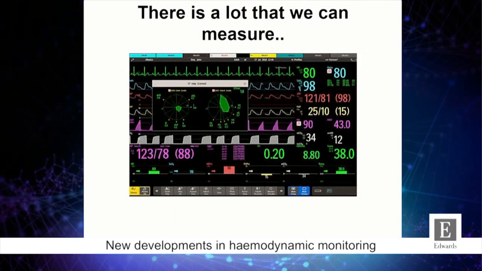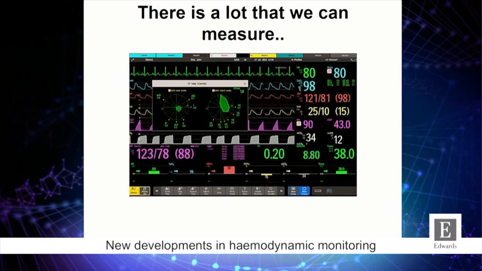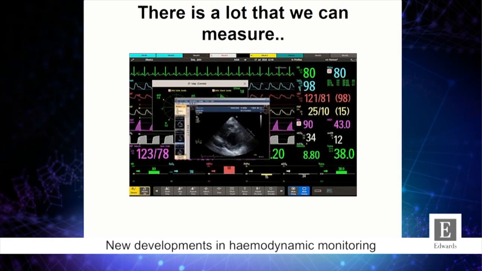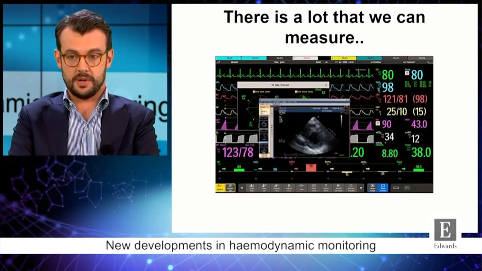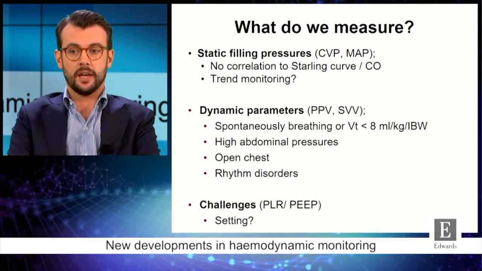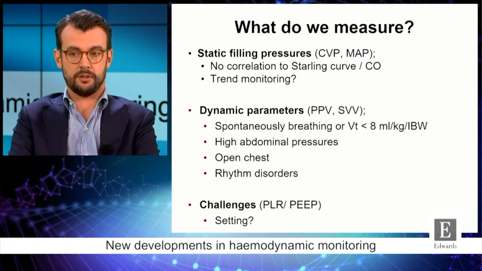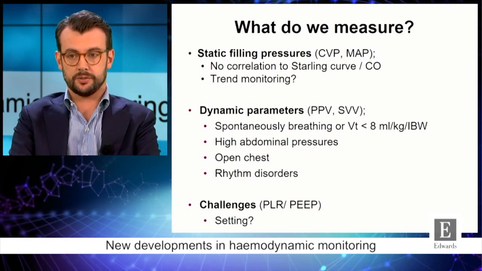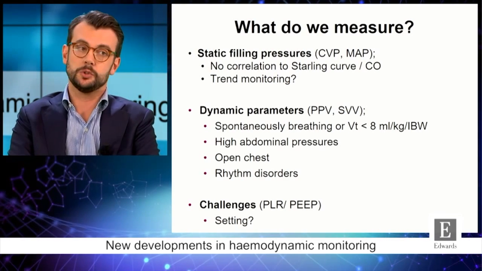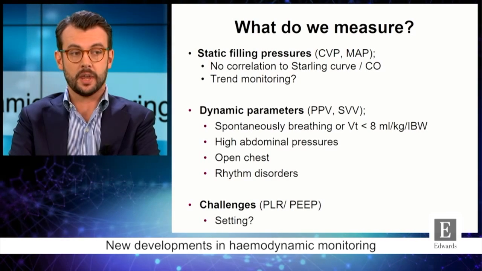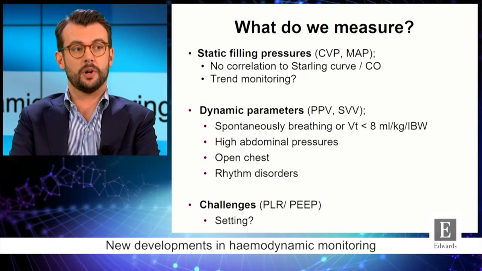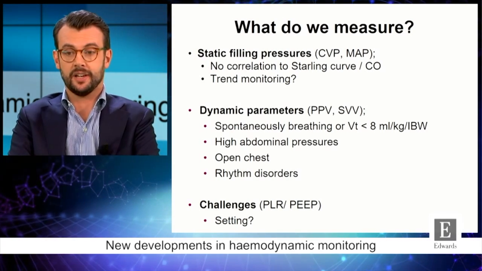And there are a lot of tools out there that can support us doing this. So again, we can look at about everything, and we can make it as complicated as we want, adding ultrasound to this and to the other measurements we already have. So going through the list of things we have available, let's start off with the things we measure every day. Static filling pressures, central venous pressure, mean arterial pressure. They actually show no correlation whatsoever to the Starling curve. So can we use them as trend? Can we monitor them and see whether the patient is moving in one way or another? Actually, another thing that we don't know.